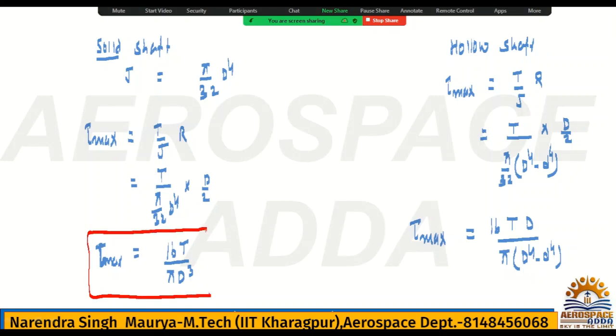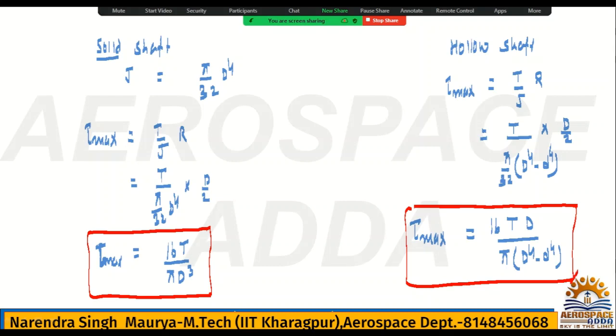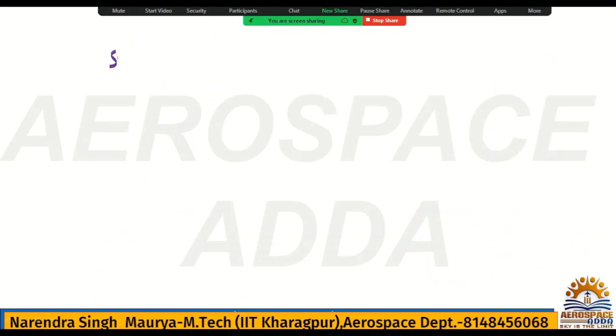The derivation is only two to three lines, so that's the reason I'm deriving it, otherwise derivation is not required. But just for your understanding, because I'm deriving here, the numerical part will now be cleared in this way. Okay, so this is the solid shaft and the hollow shaft.